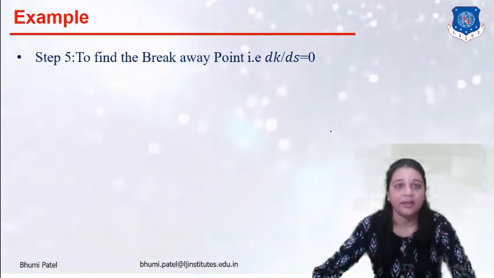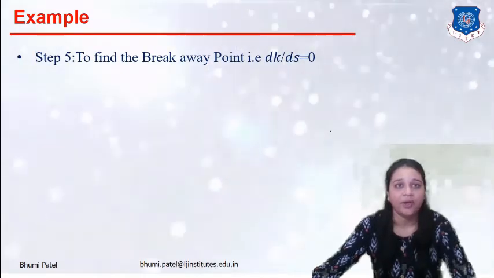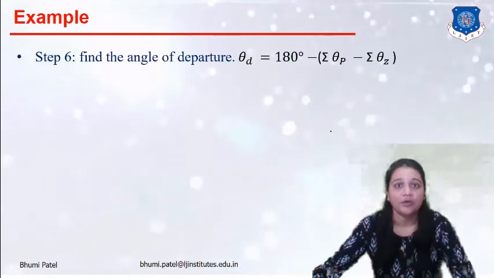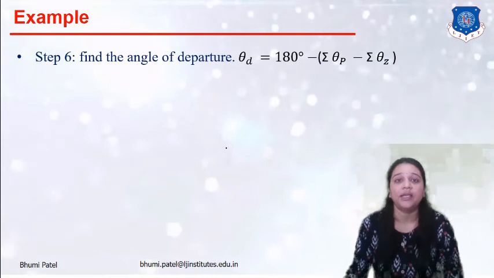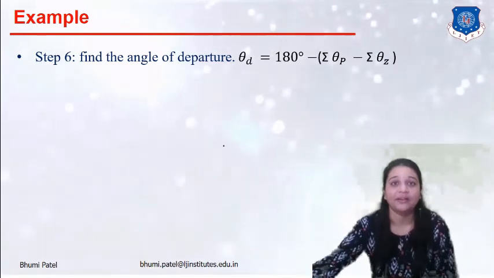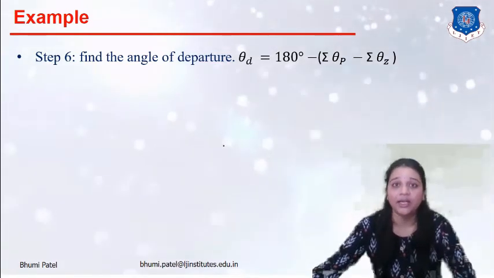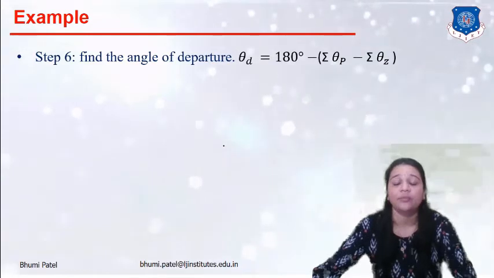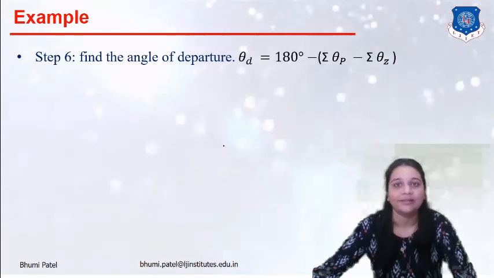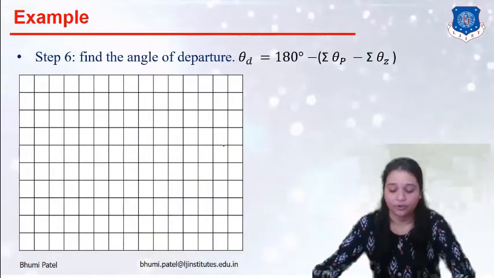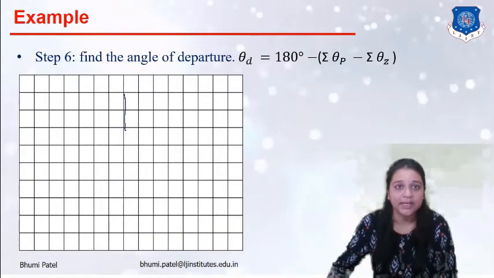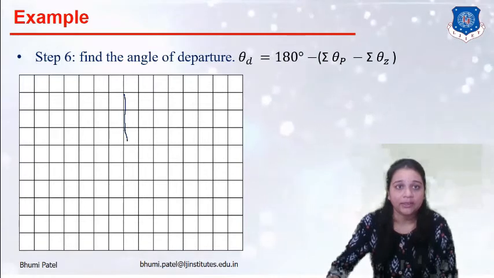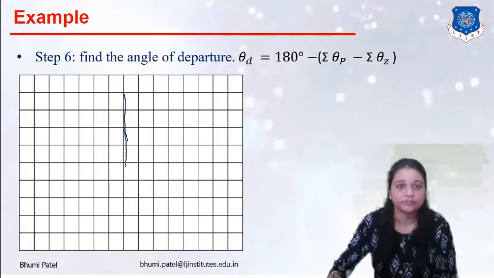Step number 5, to find out the breakaway point that we have to find. Now step number 6, find the angle of departure, and the equation of angle of departure is theta d is equal to 180 minus summation of the angle of poles minus summation of angle of zeros. So first of all we have to draw the location of the poles and the zeros on the real and the imaginary axis.